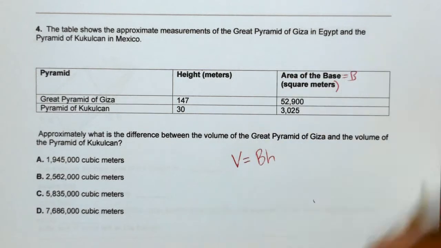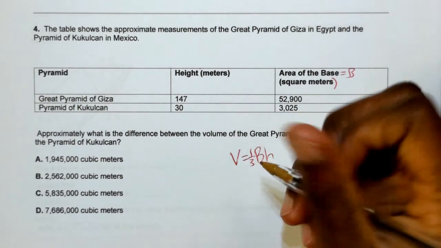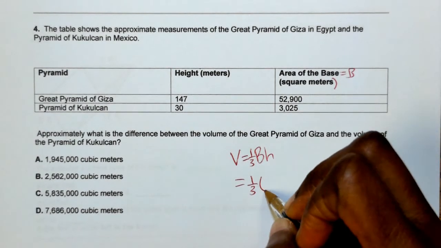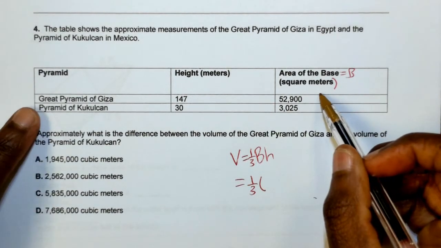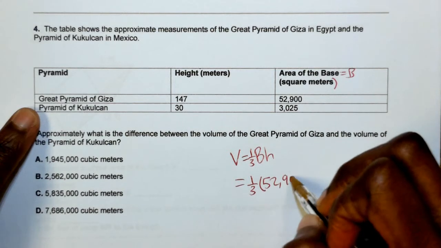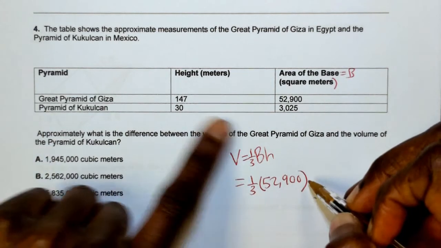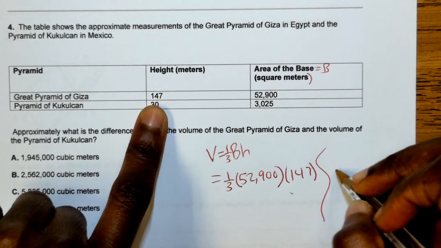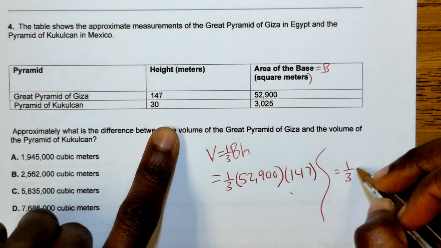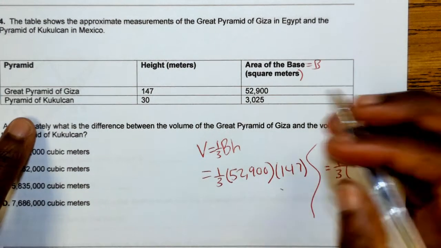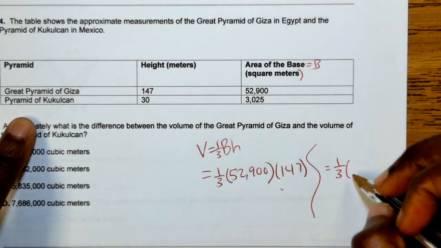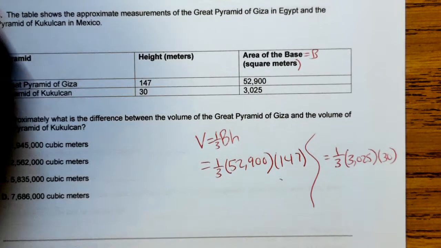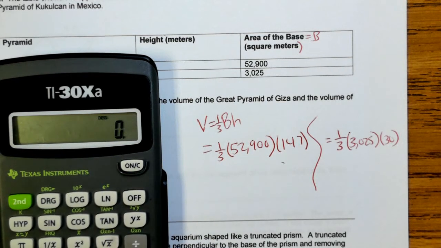So this is how the formula looks on the sheet. Sorry, 1/3 capital BH. So you would do the formula for the area of the base of the first figure is 52900, and the height is given as 147. So you don't actually have to solve anything. You're just plugging these numbers into the equations. And then for the second pyramid, the area of the base, the capital B, is 3025, and the height is 30. All right, so you would just figure out what each of those is.